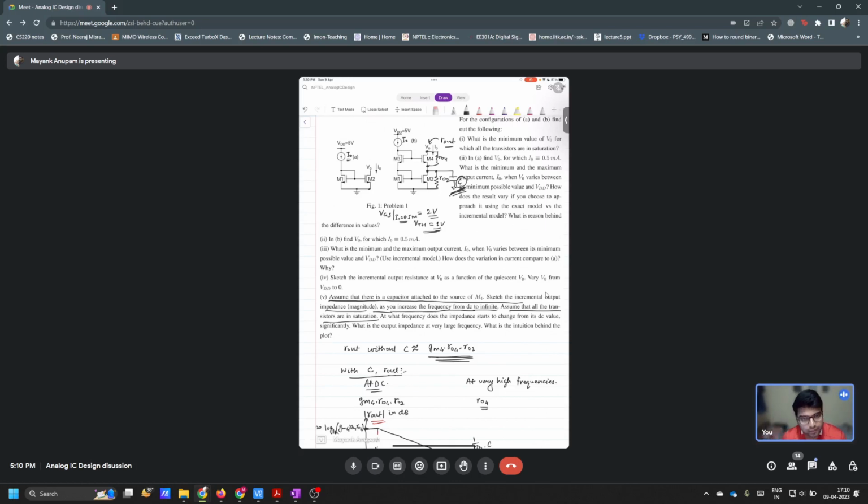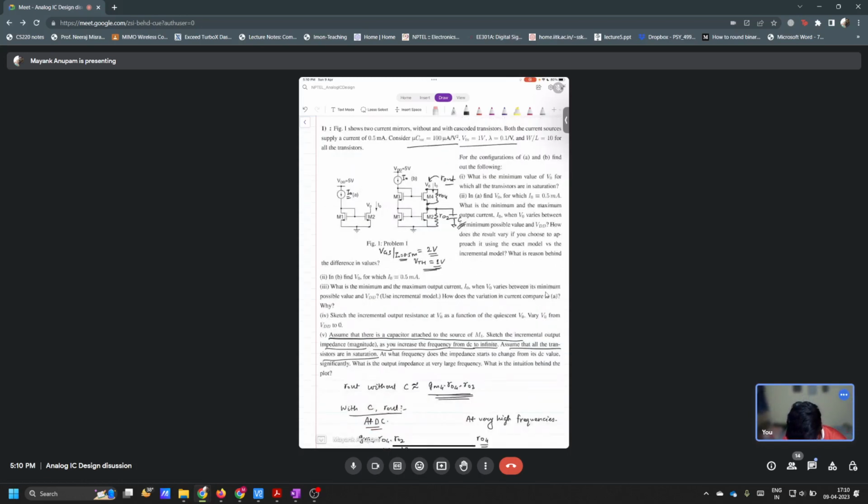Guarantee it anymore at high frequencies. So this capacitor is actually of concern to designers. When it comes to design, this capacitor is something which you have to take care of. Okay, sir. Fine.